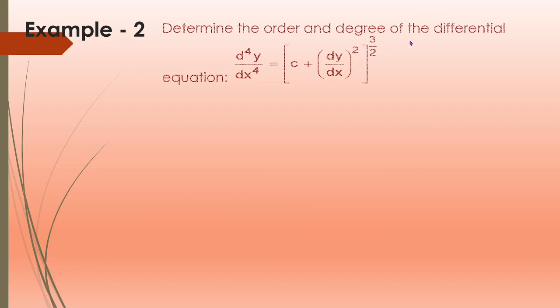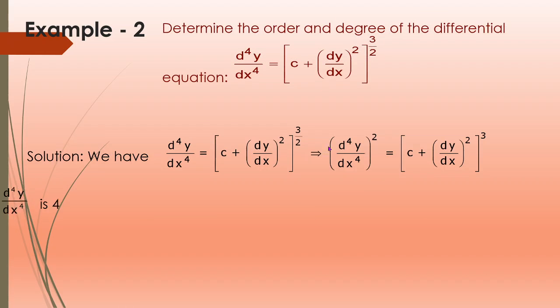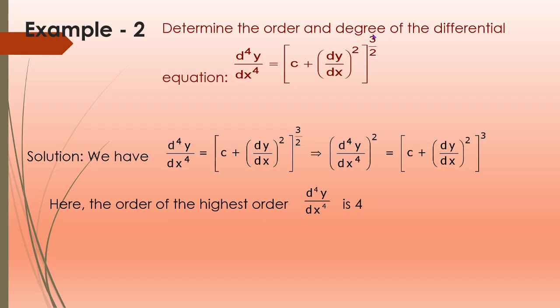Let us have the next example. Here also, as a fractional power is mentioned, let us remove this fractional power. I just have to take the square on both sides. So we have this simplified form. Over here, just see the highest order derivative term, that is d4y by dx4. So the order of the derivative is 4, and just look for its highest power or the exponent, so that is 2, hence the degree is 2.